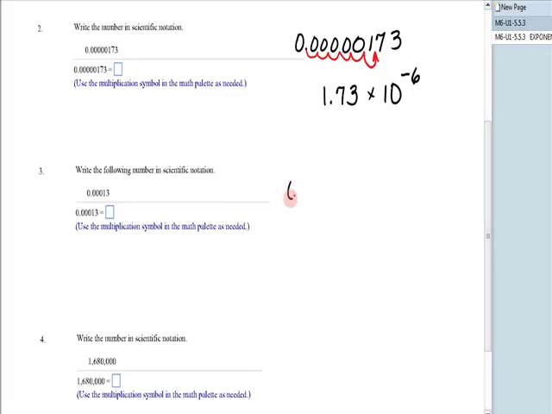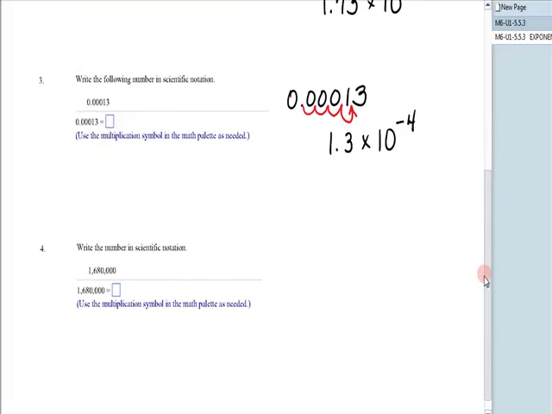Next one, 0.00013. In scientific notation, the decimal point will have to go here. So that's 1, 2, 3, 4 places. The number would have to be 1.3 times 10 to the negative 4. Why negative? Because it was a tiny decimal. Negative 4 because I had to move it 4 places.